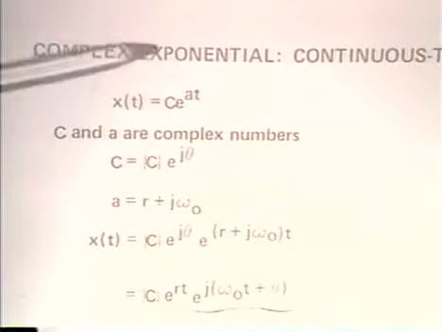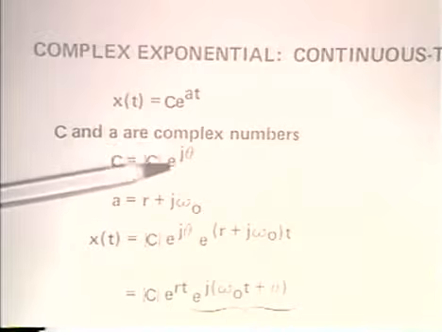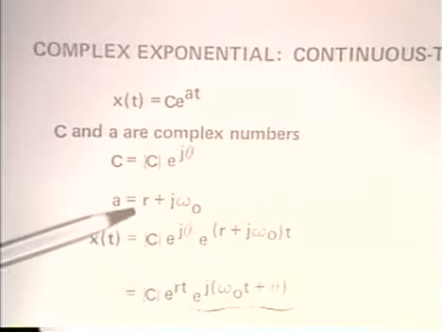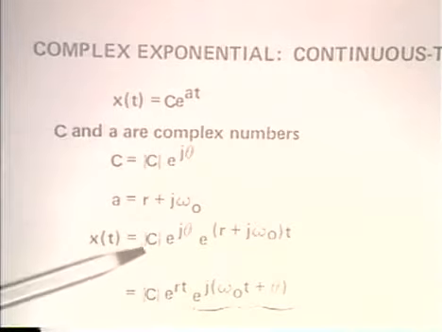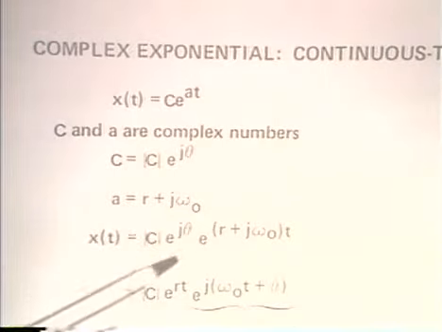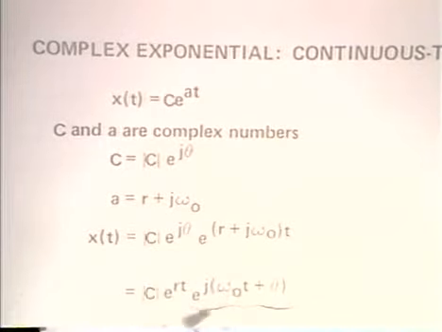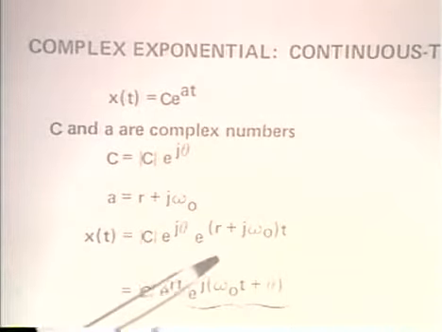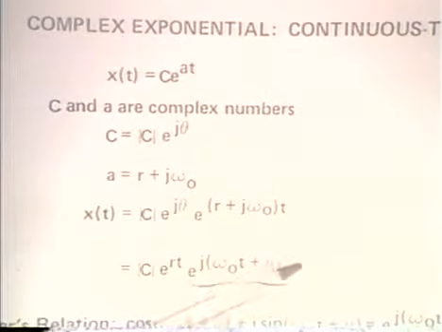And let's just track this through algebraically. If c and a are complex numbers, let's write c in polar form, so it has a magnitude and an angle. Let's write a in rectangular form, so it has a real part and an imaginary part. And when we substitute these two in here, combine some things together, well, actually I haven't combined yet. I have this for the amplitude factor and this for the exponential factor. I can now pull out of this the term corresponding to e to the rt and combine the imaginary parts together, and I come down to the expression that I have here.